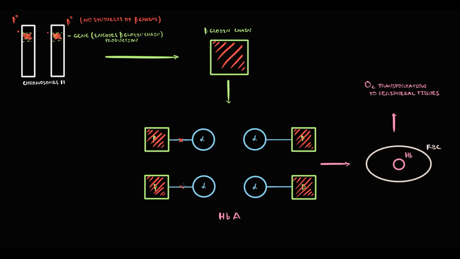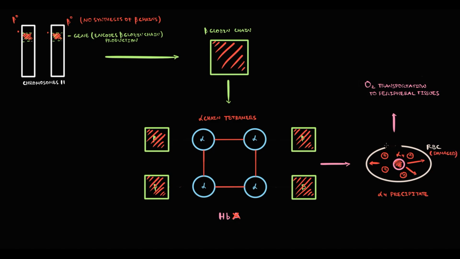In these circumstances, we do not have beta-globin chains. Without beta-globin chains, alpha-globin chains have no option but to bind to each other. This results in formation of alpha chain tetramers. So now it's not hemoglobin A, it's alpha chain tetramers, which are extremely toxic for red blood cells. Alpha chain tetramers can precipitate inside the red blood cell, where they cause damage to red blood cell plasma membrane. This results in destruction of red blood cells that we call hemolysis.